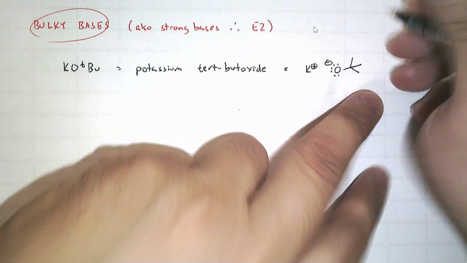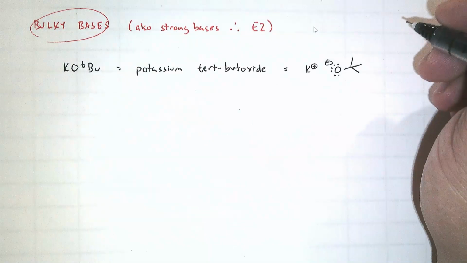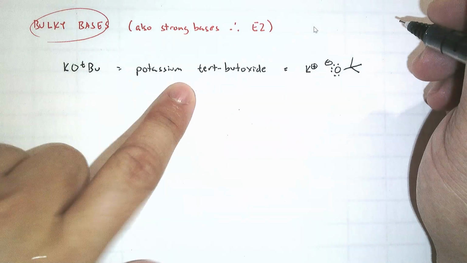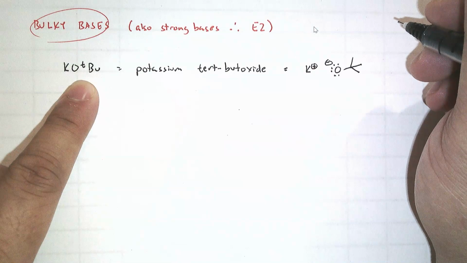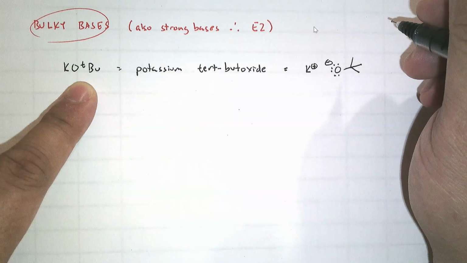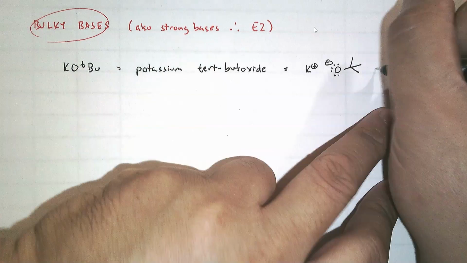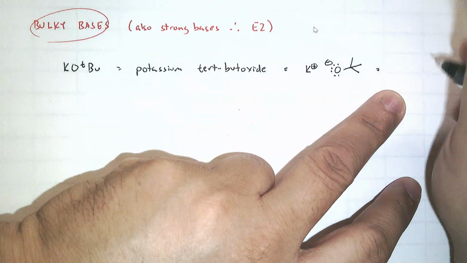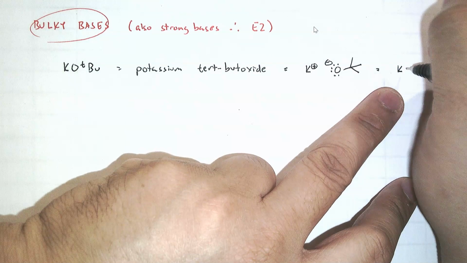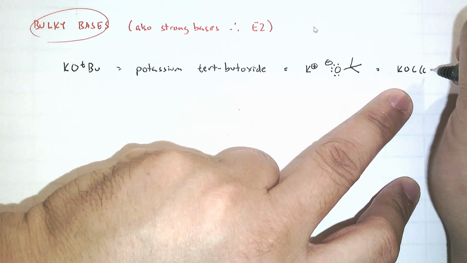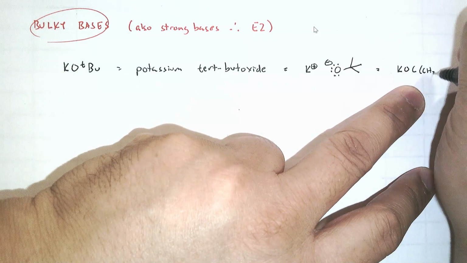Now, there are many ways you could see this. They could draw it out for you. They could give you the name. They could give you the abbreviation. Or they could give you the condensed structure: K, O, C, and your 3 methyl groups.